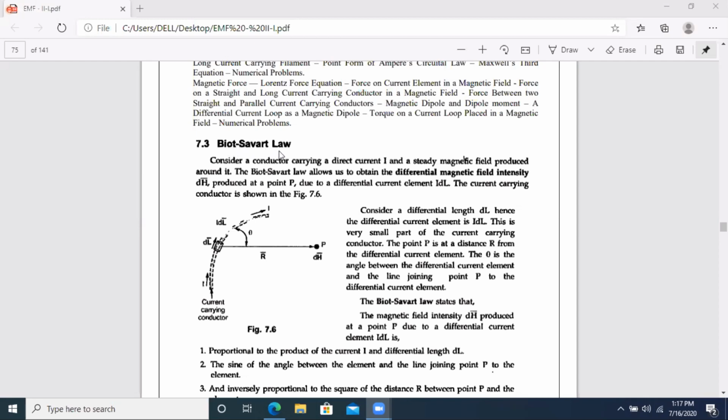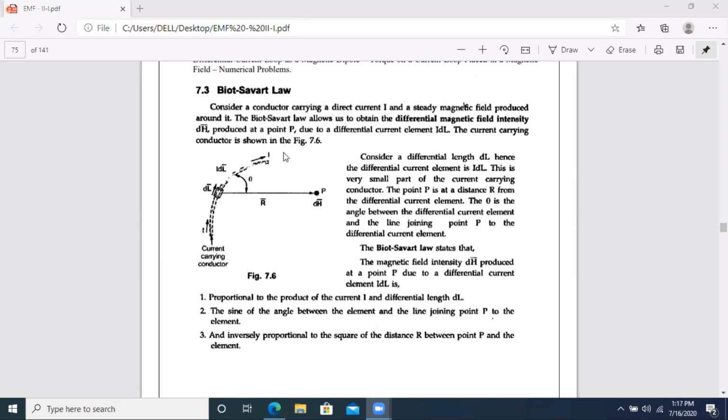Now, we said that Biot-Savart law is the magnetostatic version of your Coulomb's law. So what does it state? The Biot-Savart law states that the magnetic field intensity vector, dH, produced at a point P due to a differential current element IdL is proportional to the product of the current I and the differential length dL, the sine of the angle between the element and the line joining P to the element, and inversely proportional to the square of the distance R between point P and the element.